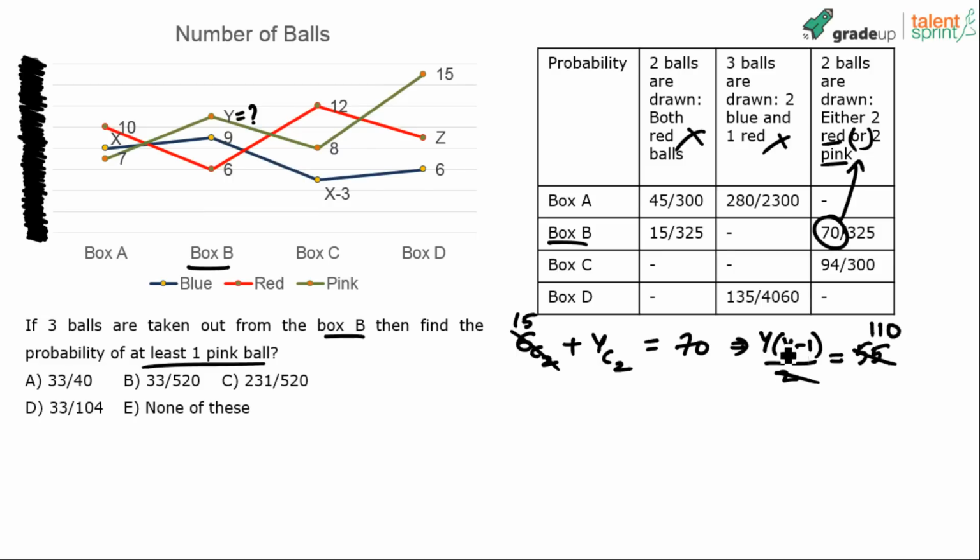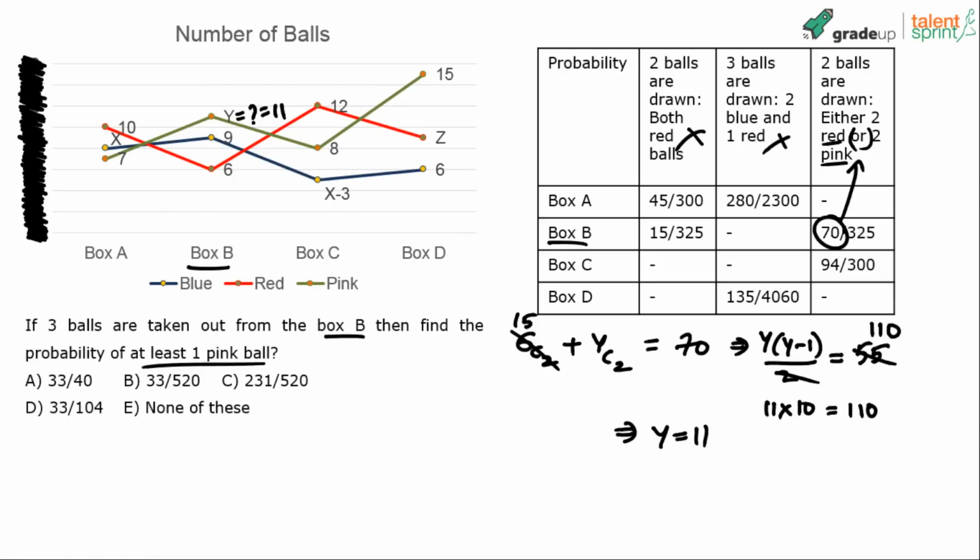Now the product of 2 consecutive numbers, Y and Y minus 1 are consecutive numbers, right? The product of which 2 consecutive numbers will give you 110? Either solve the quadratic equation, but you can directly also do it. 11 into 10 is 110. If this is 11, then Y minus 1 will become 10. So we can conclude that Y is equal to 11. There are 11 pink balls.